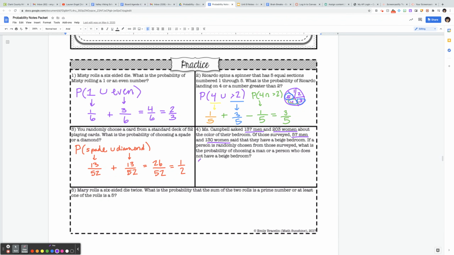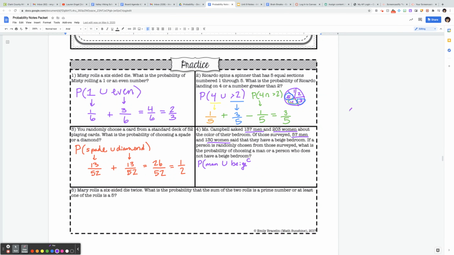Okay, so let's go ahead and write the probability notation here. We want to find the probability of choosing a man or, so union, someone who does not have a beige bedroom. Remember, we can indicate that with a little superscript C, which means complement. It literally translates to the word not. That's what the symbol means.